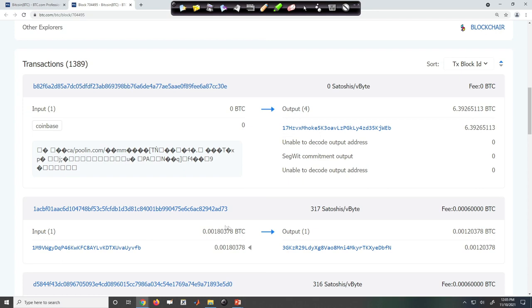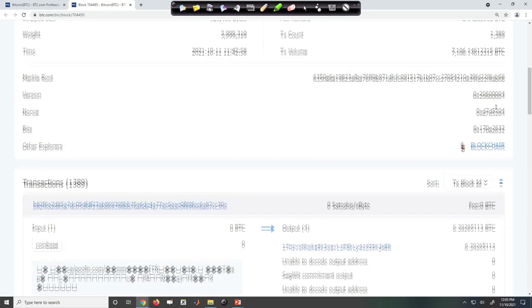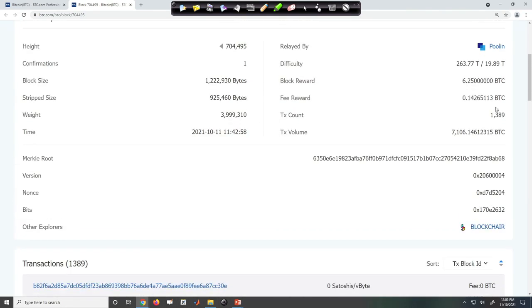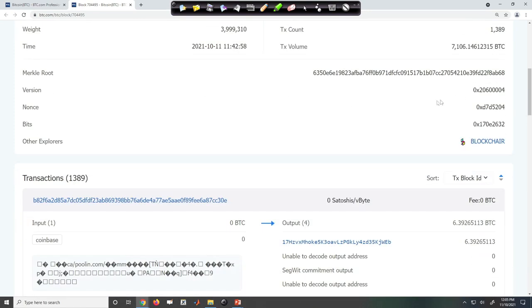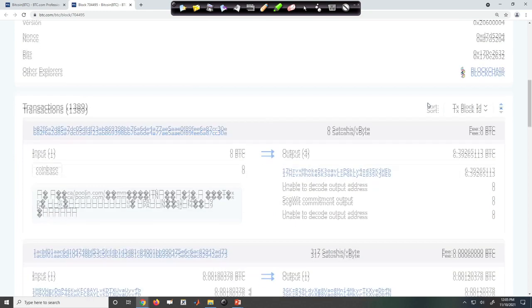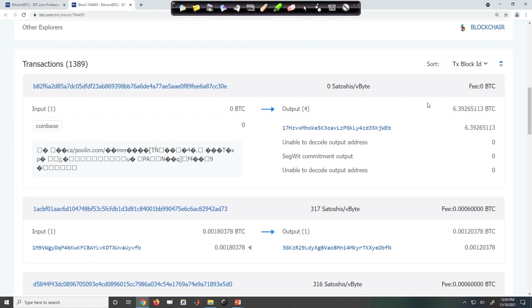So, if you look at this example, the total reward this miner got is written here as 6.39265 etc., and part of that is that 6.25 it got for generating this block as part of the block reward, and then the difference it got from each of the users whose transactions were included in this block.